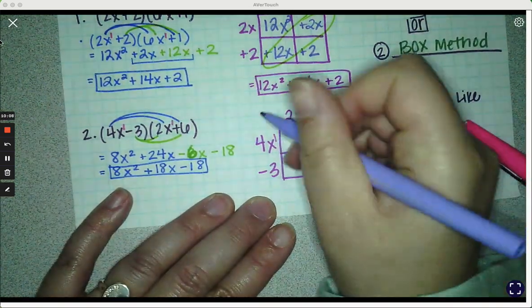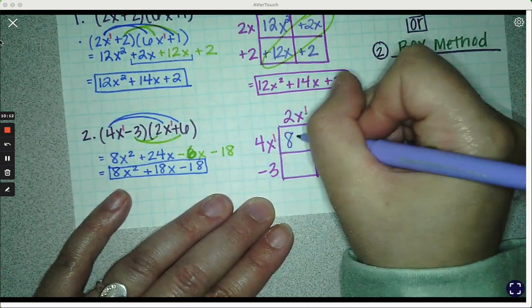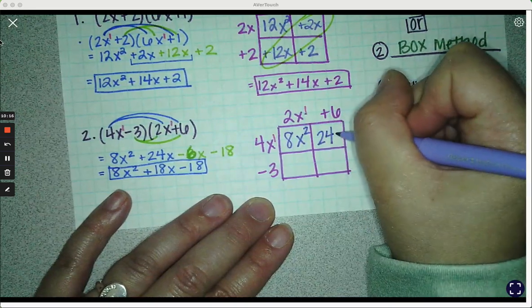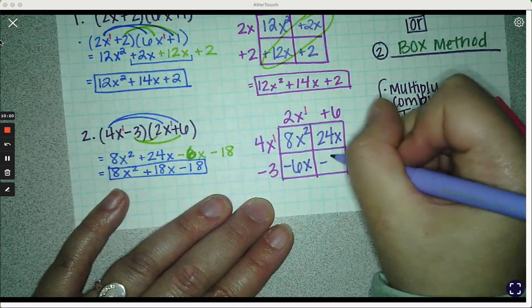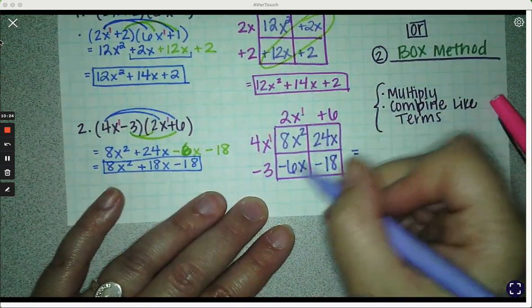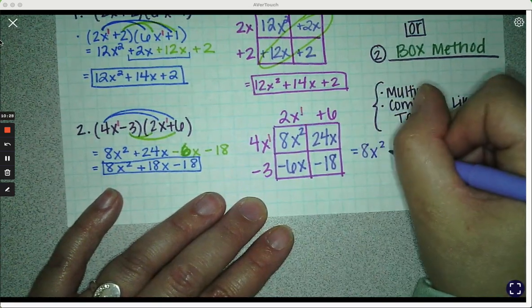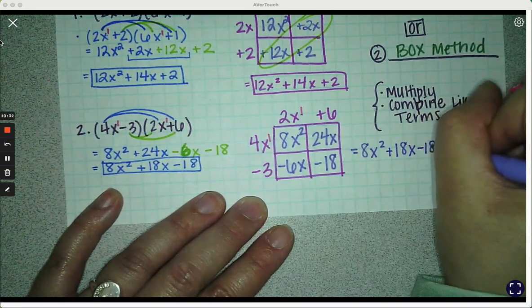And then multiply, so 4 times 2 is 8. Add your exponents, x squared, 24x, negative 6x, negative 18. So when you combine your like terms, you get an 8x squared plus 18x minus 18.